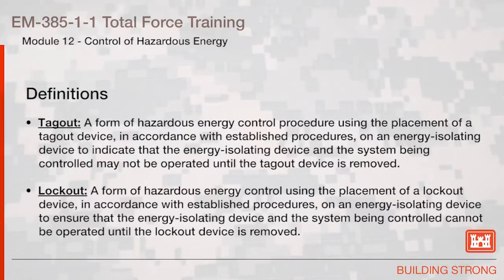Some definitions. Tagout, a form of hazardous energy control procedure using the placement of a tagout device in accordance with established procedures on an energy isolating device to indicate that the energy isolating device and the system being controlled may not be operated until the tagout device is removed. Lockout, a form of hazardous energy control using the placement of a lockout device in accordance with the established procedures on an energy isolating device to ensure that the energy isolating device and the system being controlled cannot be operated until the lockout device is removed.